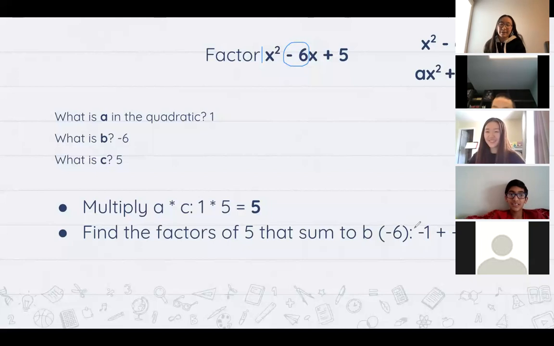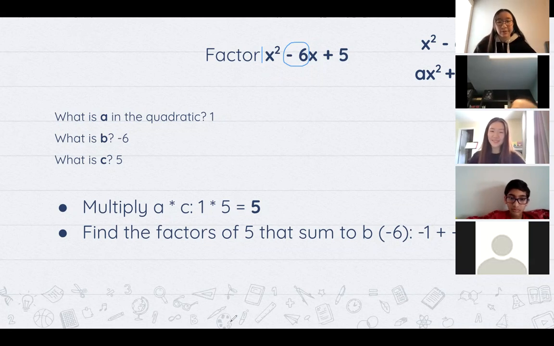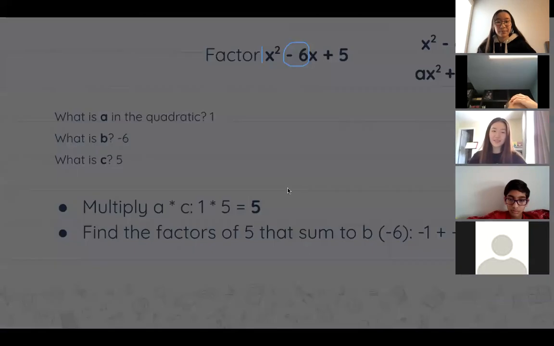Okay. And so basically you just have to think about this. You can draw a factor rainbow if that helps you. But the factors of 5 that sum to negative 6 are negative 1 and negative 5, because -1 times -5 equals 5. So keep those numbers in mind.